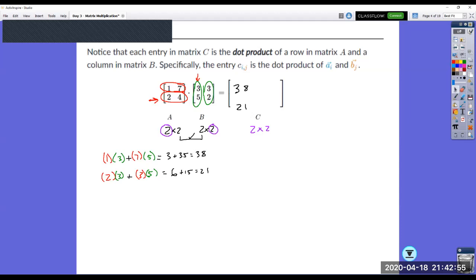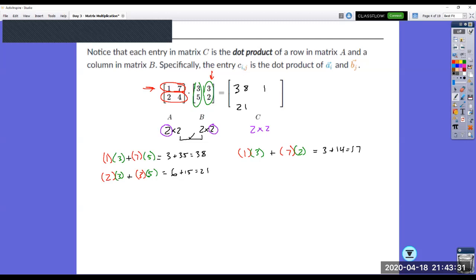This next one, I'm now going to be using row 1 again, but this time I'm going to be using column 2. So row 1, column 2. So row 1 is going to be 1 and 7. I'm just doing the spacing because I'm using different colors here. You just need a pencil at home; you're more than welcome to do that. So notice it's 1 times 3, 7 times 2. And I'm always adding them here. 3 plus 14 equals 17.